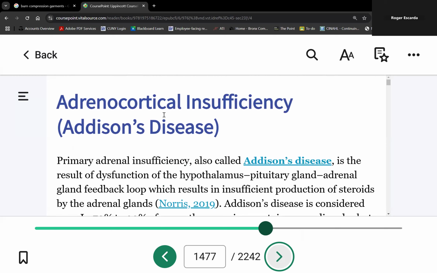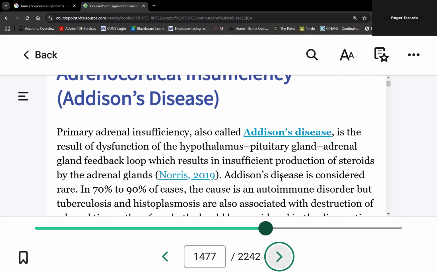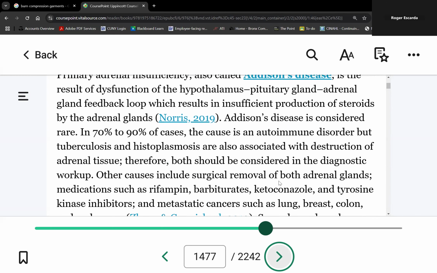Let's start with Addison's disease. Now, Addison's disease is also called adrenocortical insufficiency, meaning this is a deficiency in your salt and sugar hormones. There are two possible causes here. Either it's a pituitary gland or hypothalamus problem, or this could also be an adrenal cortex problem. So either way, you have adrenal insufficiency, meaning not enough salt and sugar hormones. Let's review.